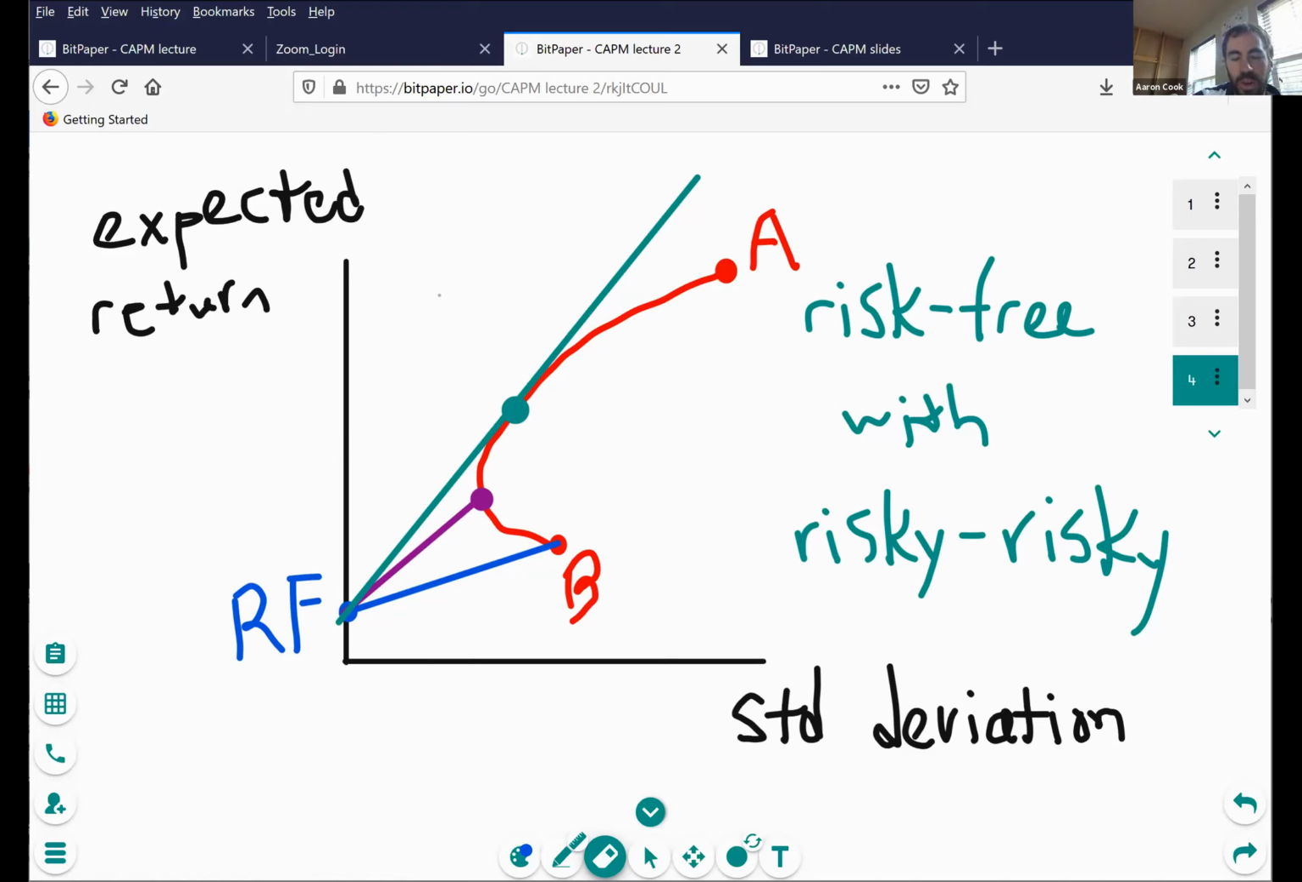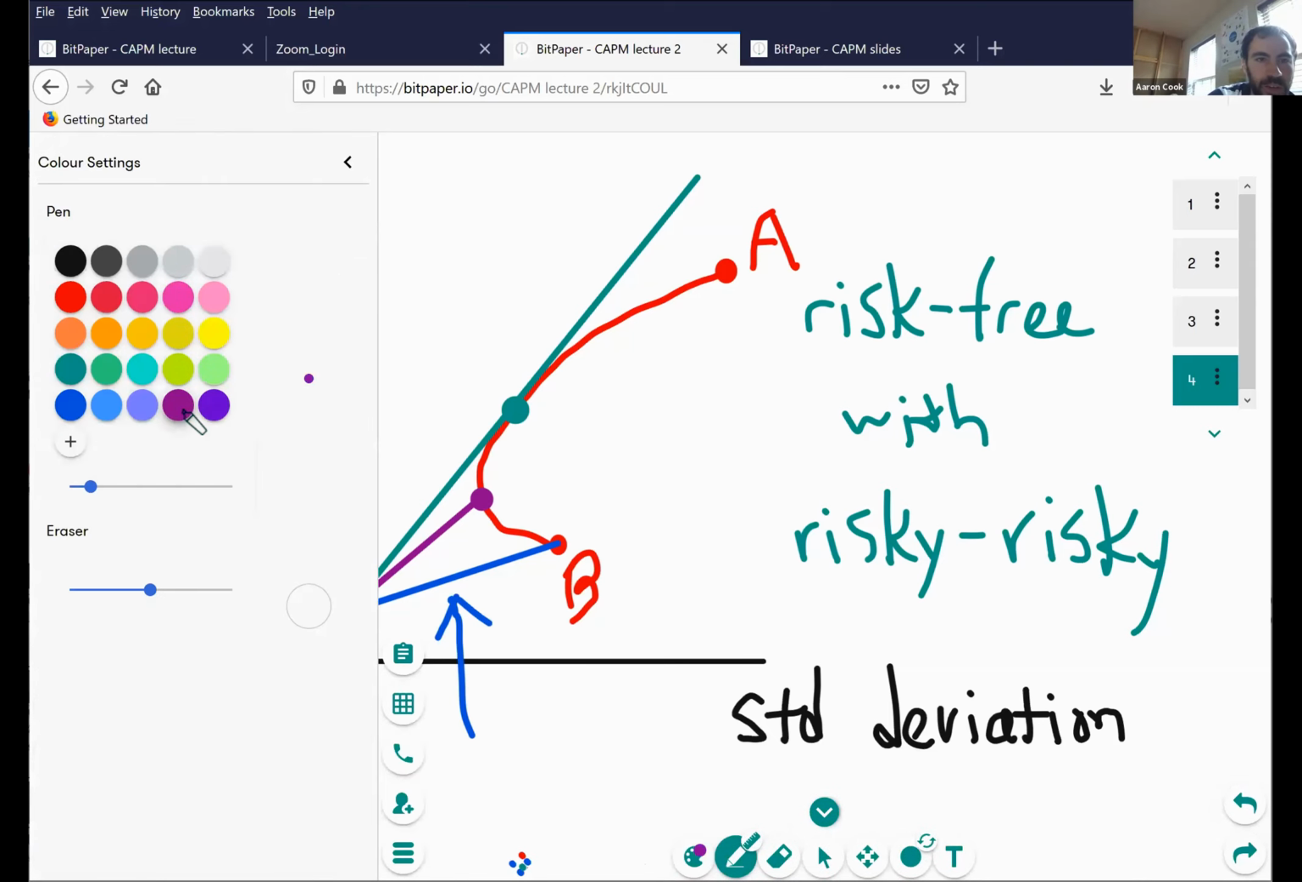So given that whenever you combine the risk-free rate with something risky, that implies you can achieve any portfolio that's on the line segment between those two portfolios. We could consider combining the risk-free rate with asset B. In that case, any portfolio along this blue line in the bottom would be feasible. We could achieve any portfolio along that line.